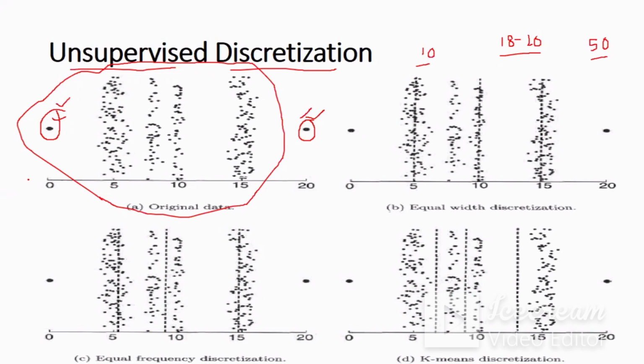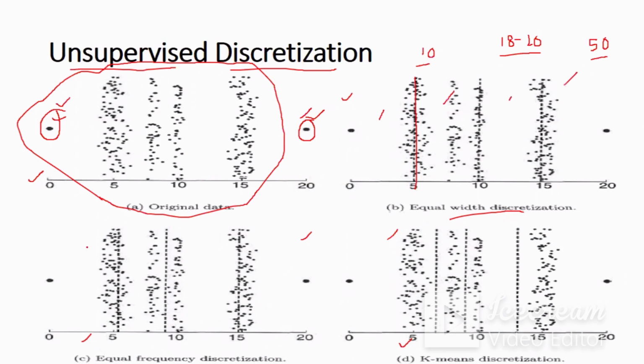So this data that we have here is the original data. And these are the three techniques that we have used: 1, 2, and 3. This technique is the equal width discretization technique, and we have tried to divide it into four categories using equal width. And here we have equal frequency discretization, and here we have k-means discretization. The dotted lines that we draw here are the ones which distinguish the categories. This is going to be one category, this is the second category, third, and the fourth.